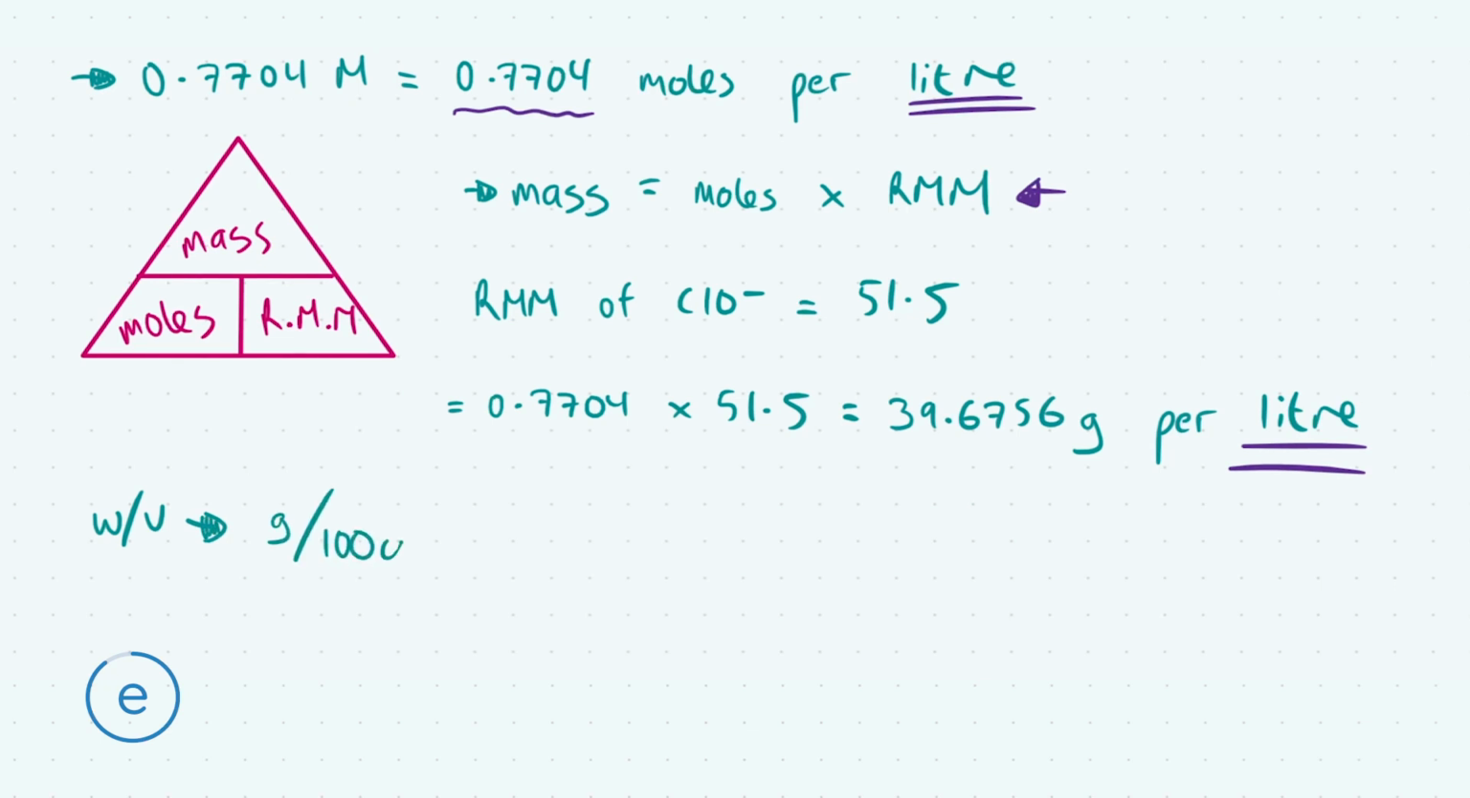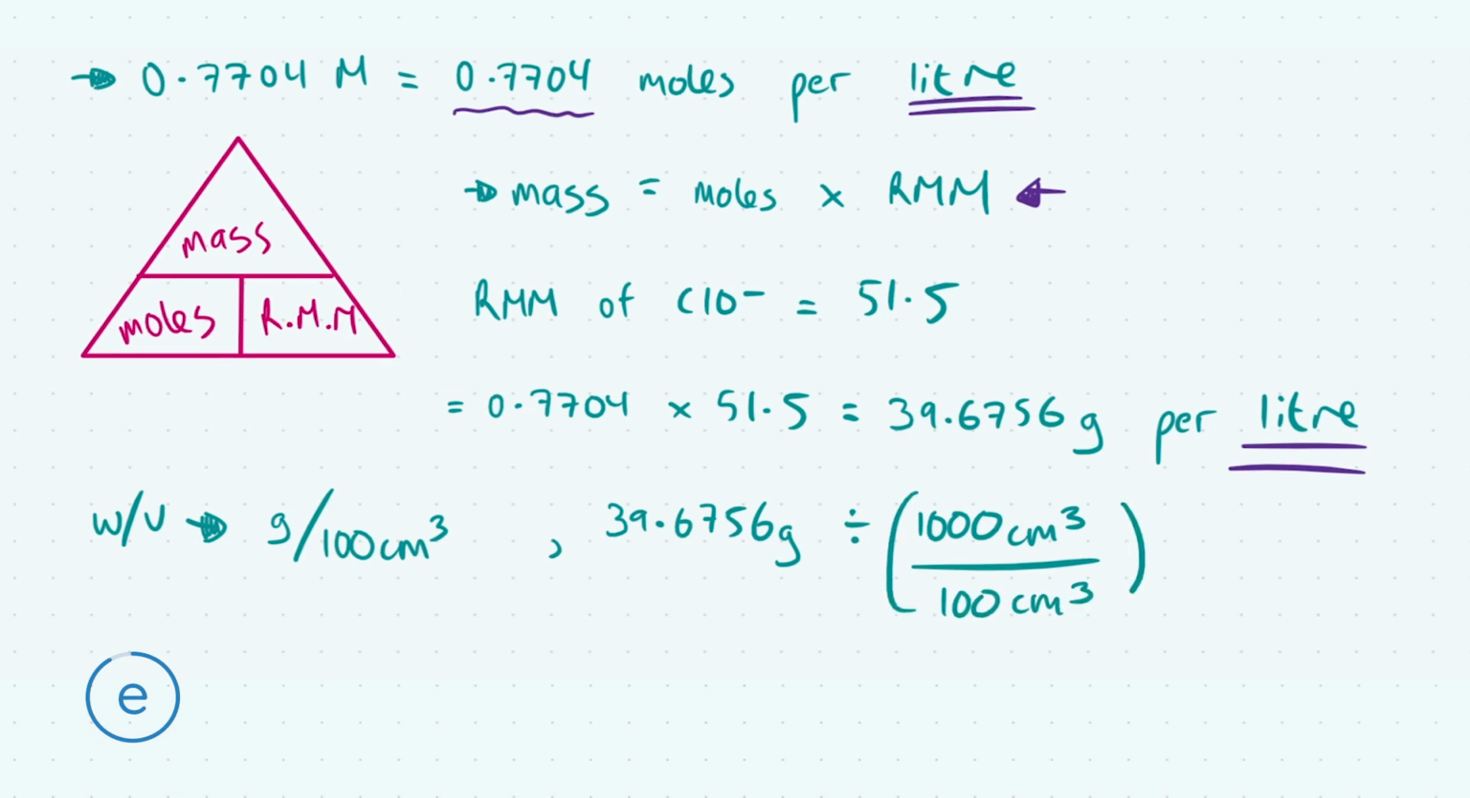So what we have at the minute is grams per litre. There are 1,000 centimeters cubed in a litre, which means we need to convert that per litre into per 100 centimeters cubed. The way that we're going to do that is by dividing by 10, and I'm going to explain where that comes from now. We're going to take our 39.6756 grams, and then we need to divide by our 1000 centimeters cubed, or our liter, all divided by 100 centimeters cubed, and you're going to put some brackets around them.